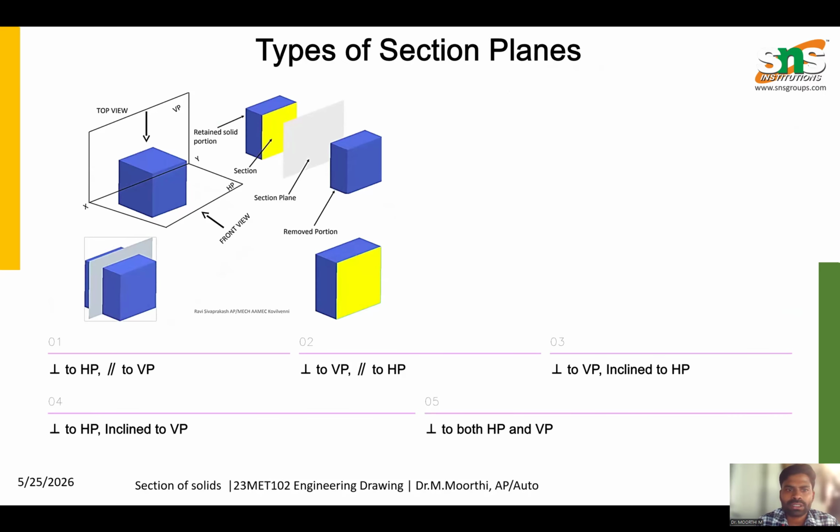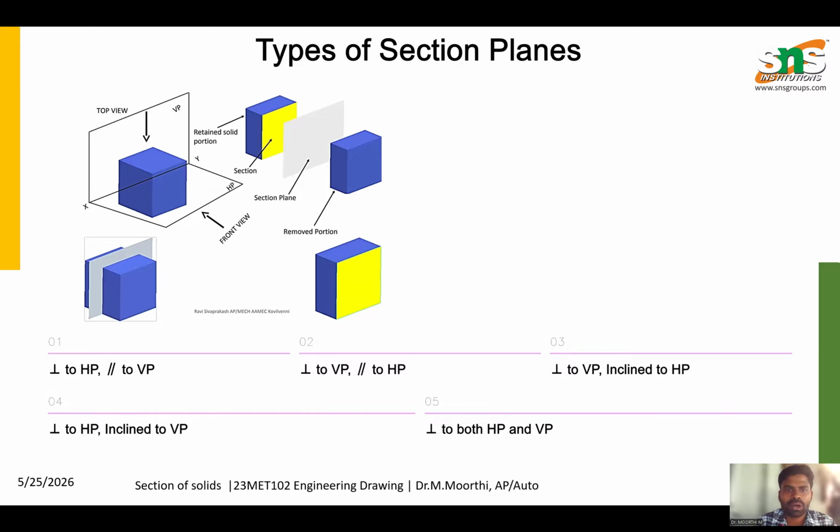And the types of section plane, as we have discussed: parallel to VP, parallel to HP, perpendicular to HP, perpendicular to VP, inclined to VP, or inclined to HP. So we have these different conditions.